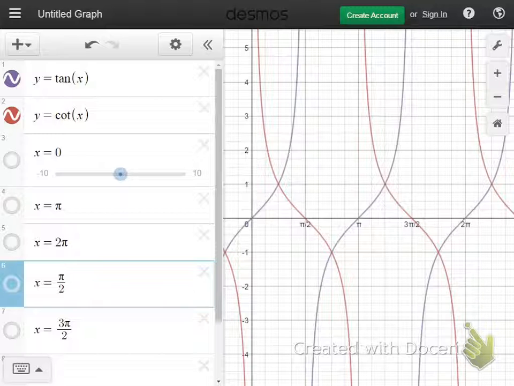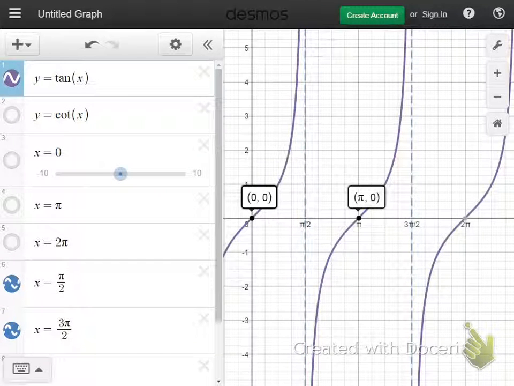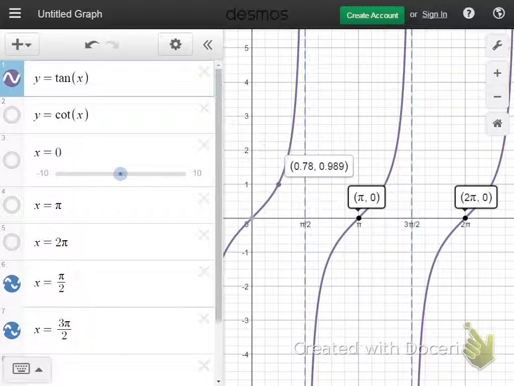Tangent is here in purple. Remember, I have my asymptotes at pi halves and 3 pi halves, and it's going uphill both times. At 0, pi, and 2 pi, tangent is 0, and in between, at pi fourths we're at +1, at 3 pi fourths we're at -1, then at 5 pi fourths it's at +1. So we plot those points and we get this curving line that's going uphill, increasing the whole time.